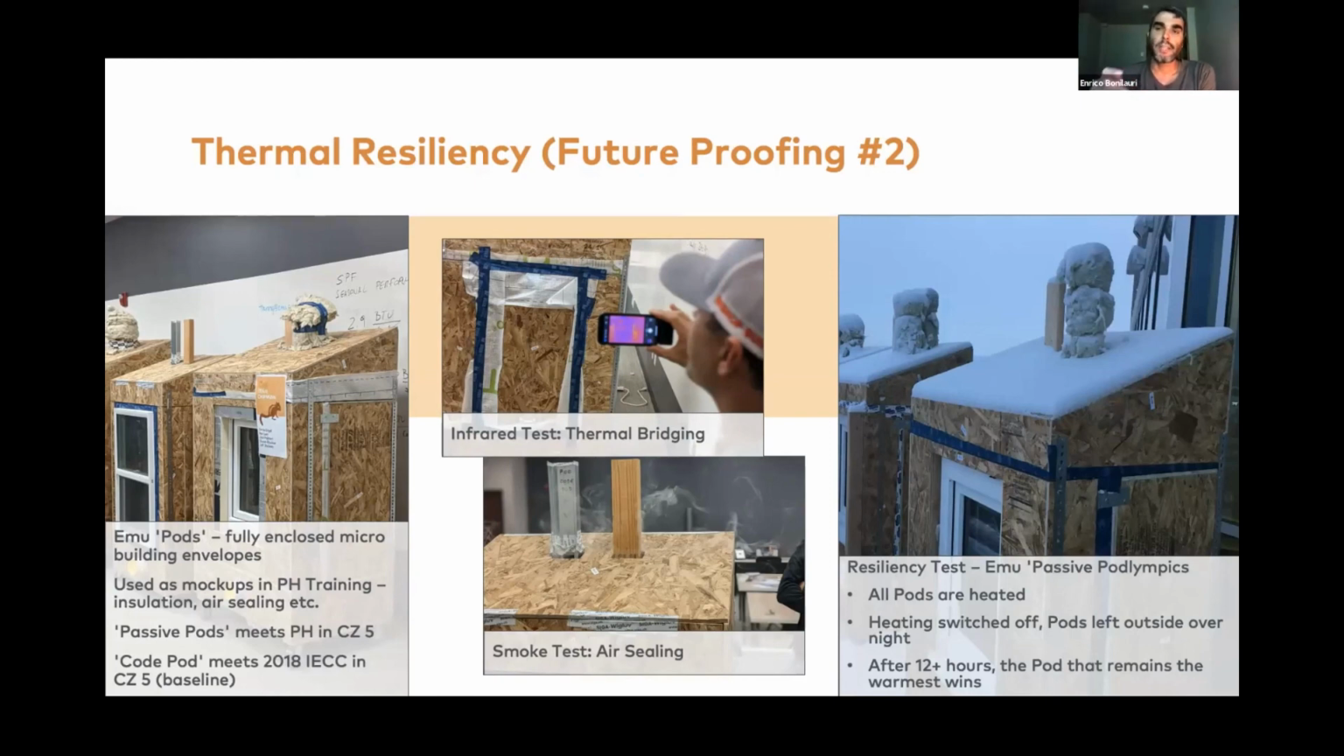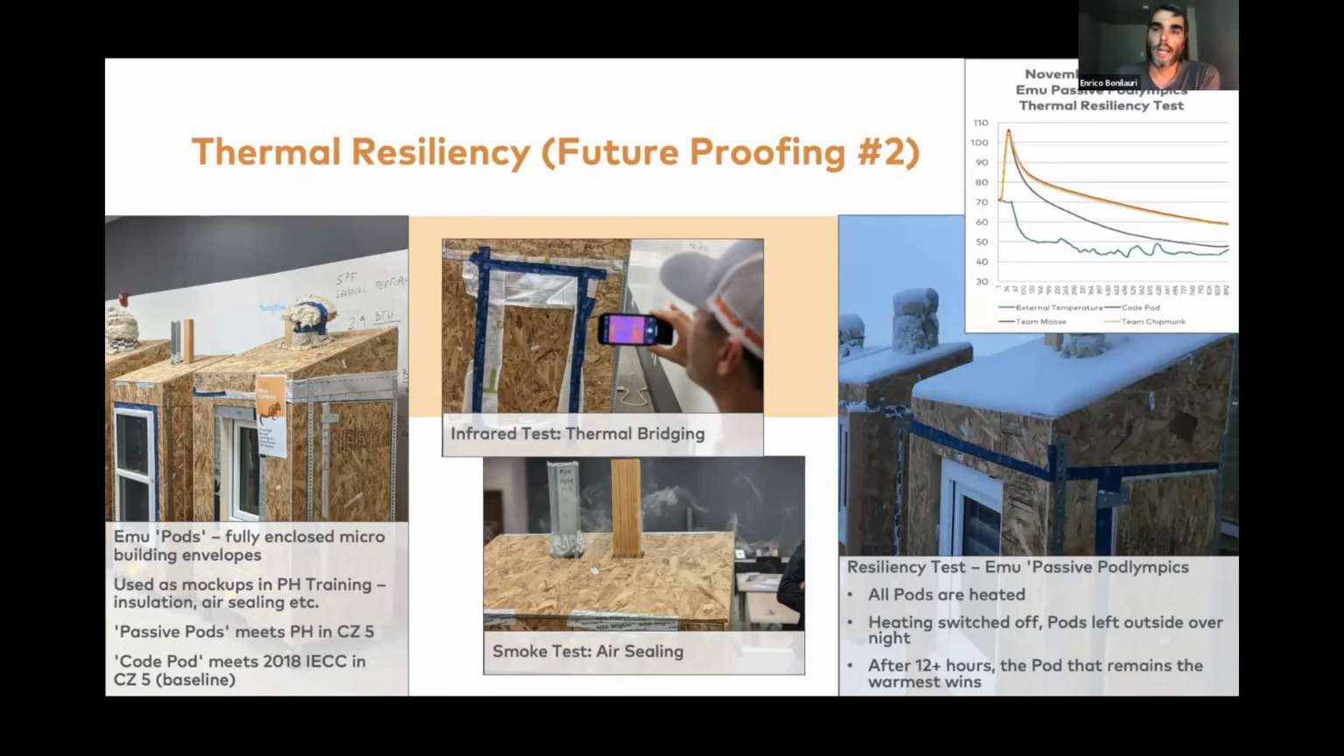But what we see is that, as shown on the graph on the right-hand side, the blue line is the external temperature. The gray line is the temperature inside the code pod built to meet the 2018 code. And the orange and brown lines are the temperature inside the passive house pod that we're testing in November. And so you end up with the temperature inside the passive building being a full 10 degrees higher than the code-built building if left out of power overnight. So this is thermal resiliency.